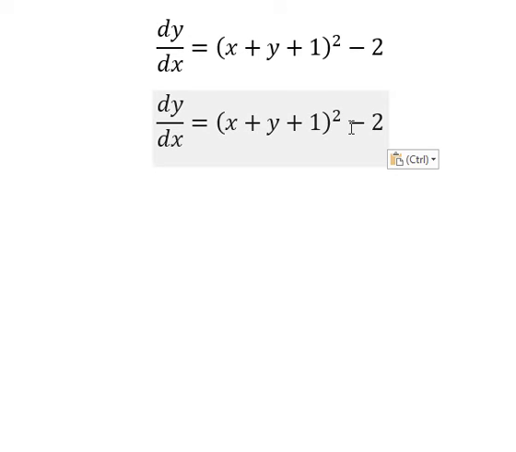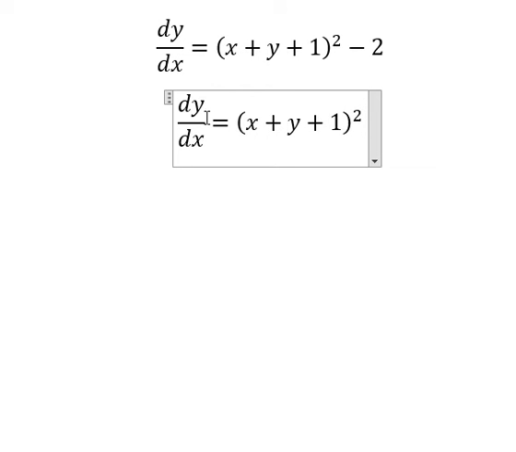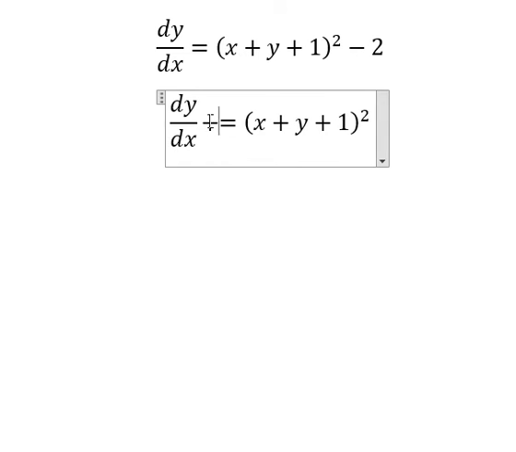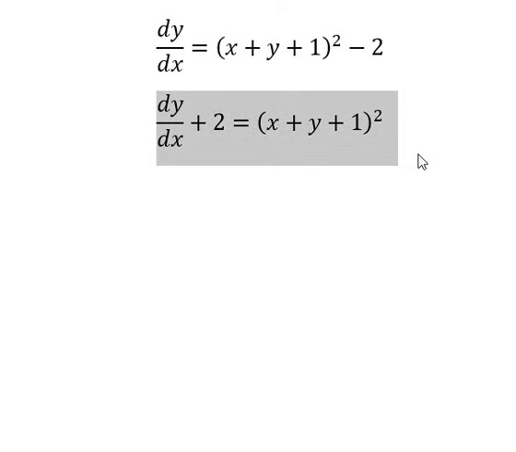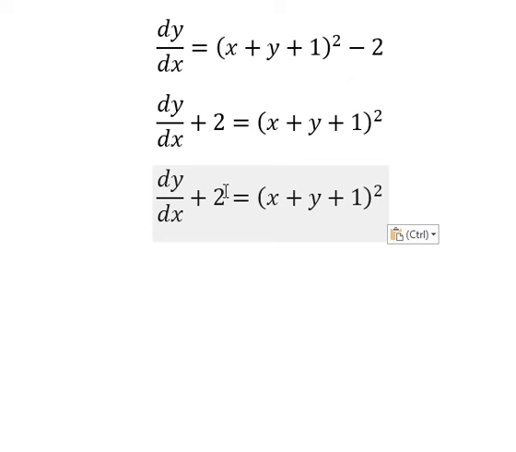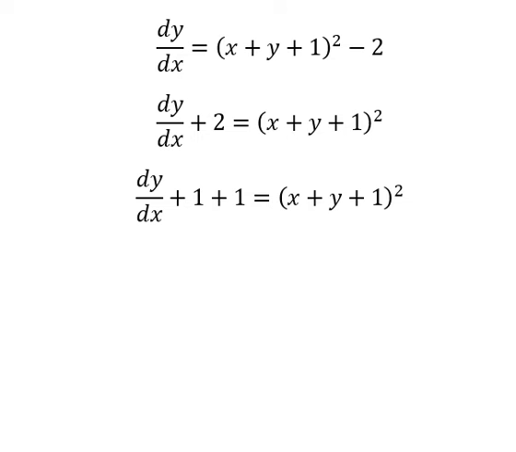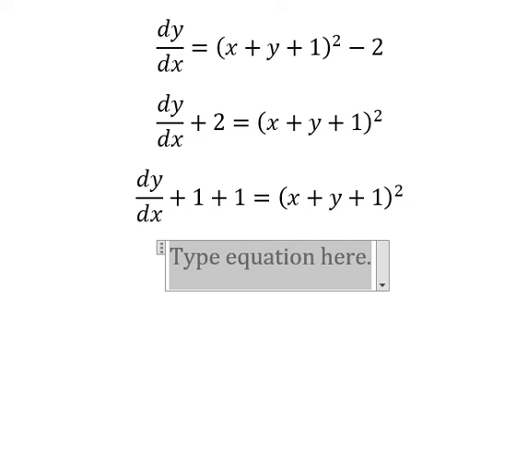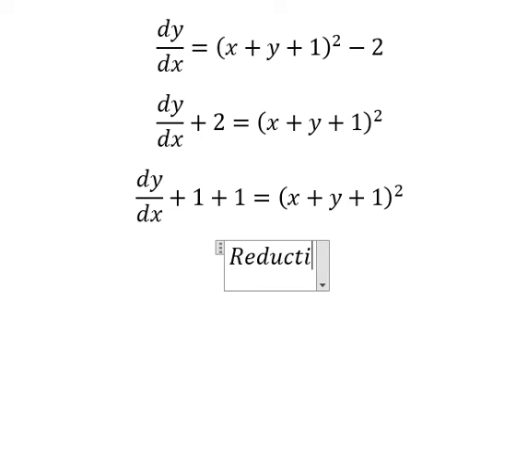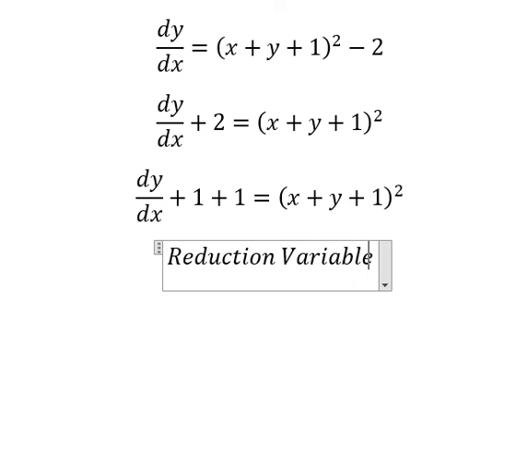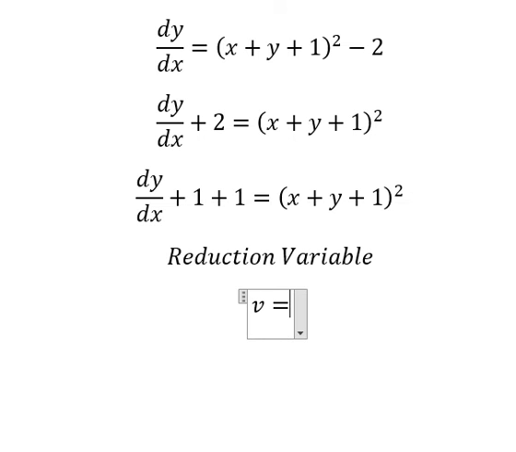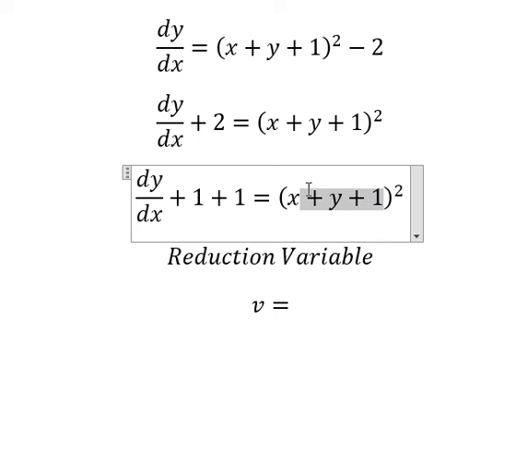I will put negative number 2 to the left. So number 2 is 1 plus 1. Now I need to use reduction of variable. So I will put v equals to this one.